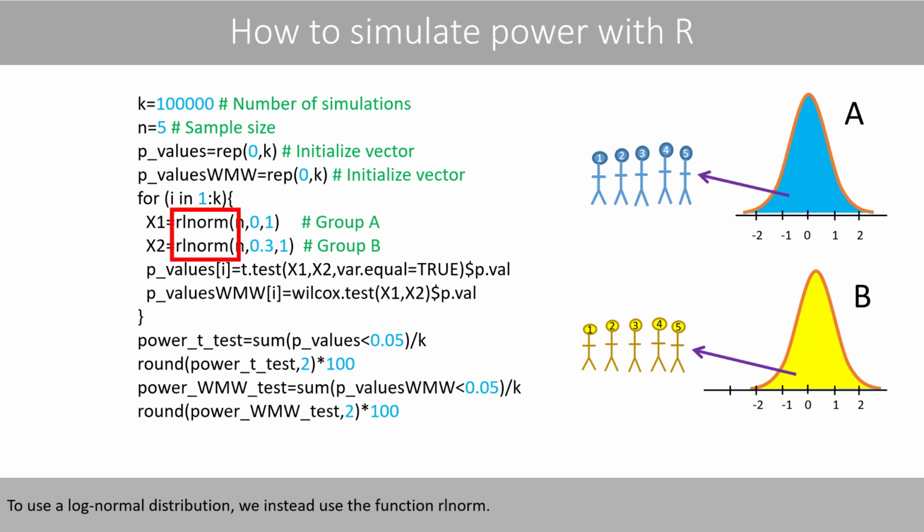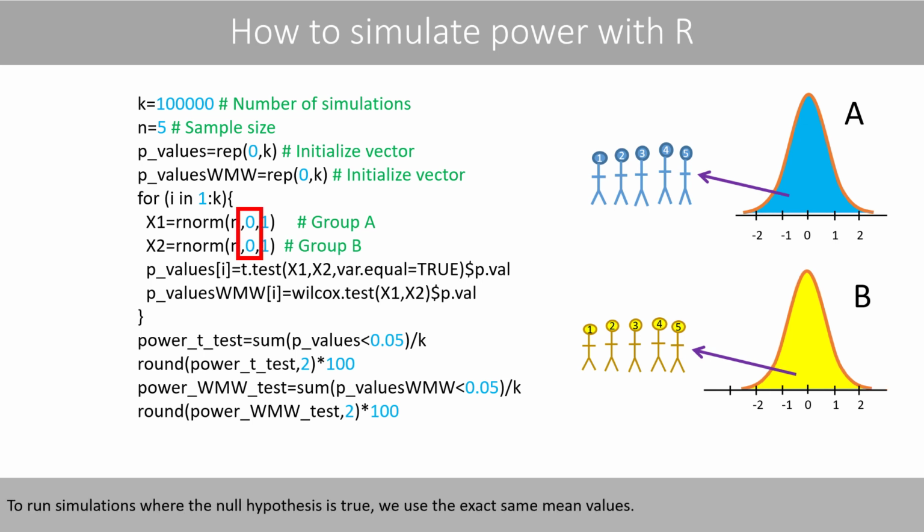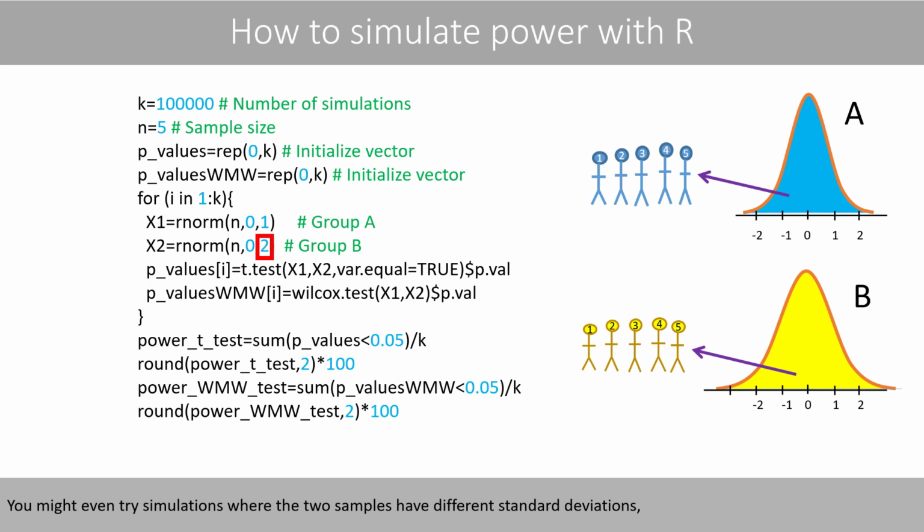To use a log normal distribution, we instead use the function rlnorm. To increase the effect size, we simply increase this value. And to increase the sample size, we simply increase this value. To run simulations where the null hypothesis is true, we use the exact same mean values. You might even try simulations where the two samples have different standard deviations, where you instead can run the Welch t-test by setting this argument to false.